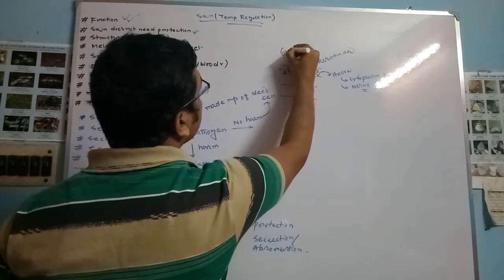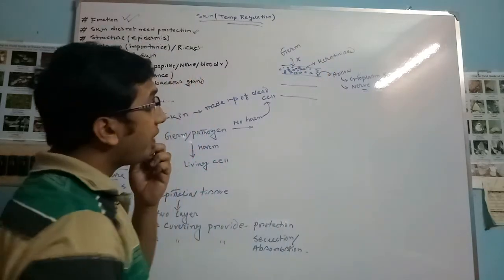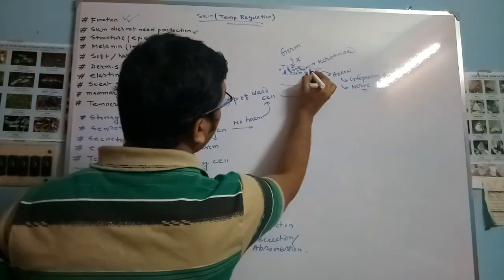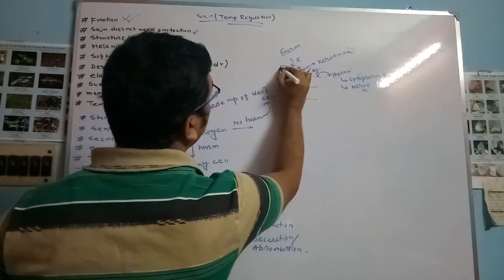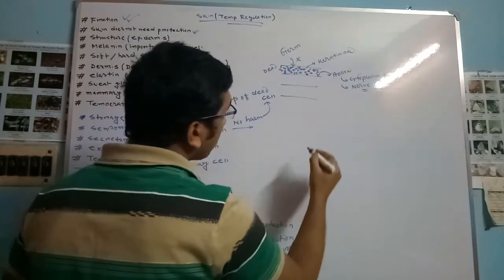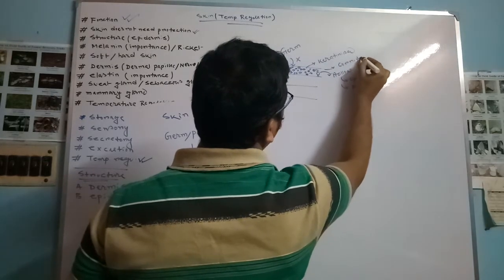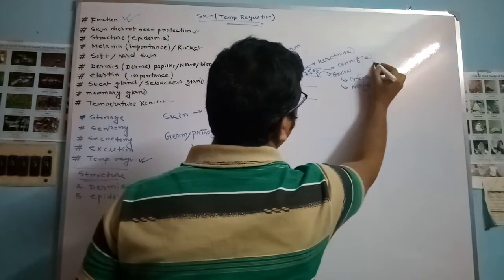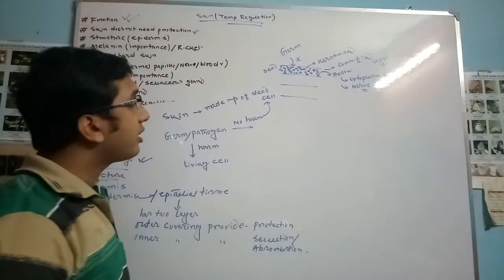No pathogens or germs can affect it, and these types of cells do not carry any cytoplasm. That is a dead cell layer. This layer is also called the cornified layer.